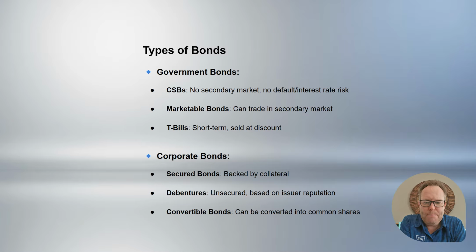There are marketable bonds issued by the government. They do trade on the secondary market and, again, can be bought or sold in between maturity dates. And then there are T-bills. Those are short-term debt instruments issued by governments, and again, sold at a discount, not earning an interest payment.